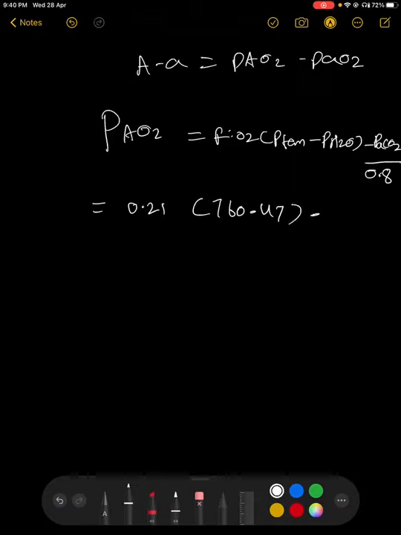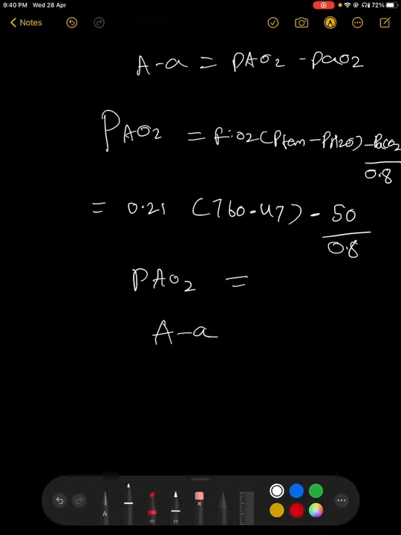Whereas FiO2 you will get, and PaCO2 you will get by ABG. Let's take the patient's PaCO2 as 50. Divided by 0.8, you will get a value, right? This is PAO2. So you have to calculate something known as the A minus a gradient.